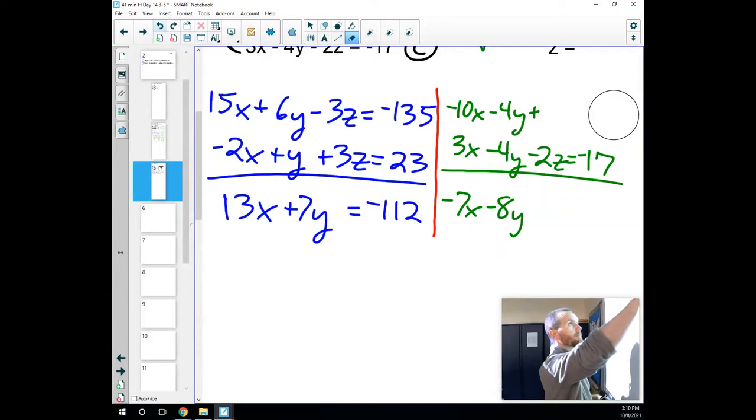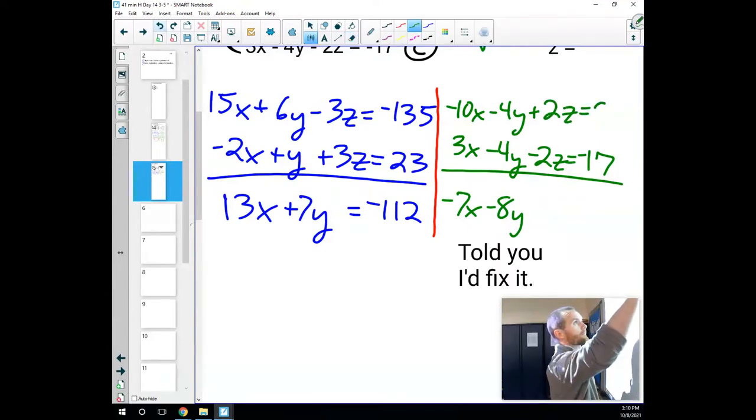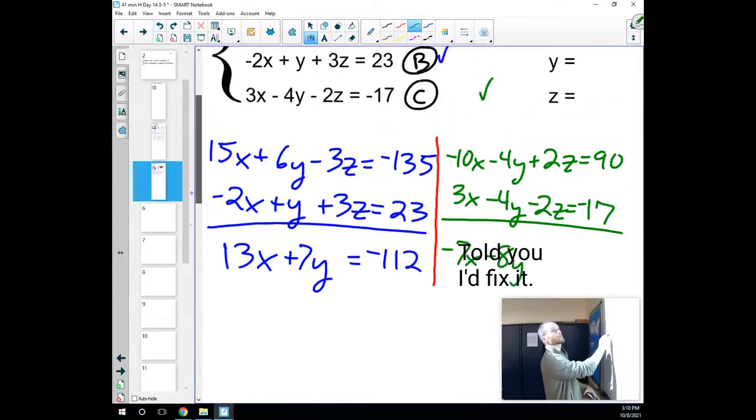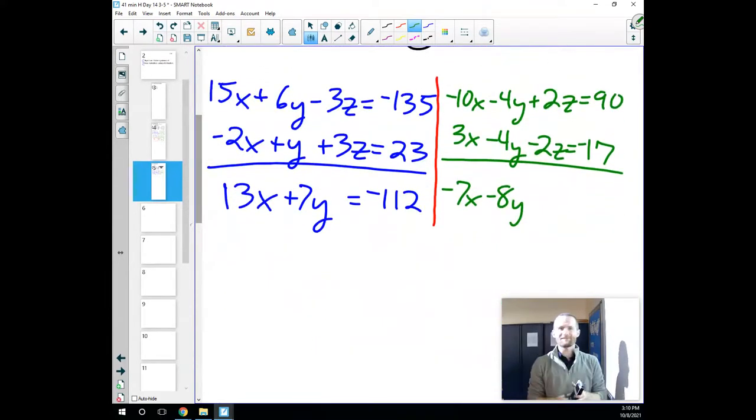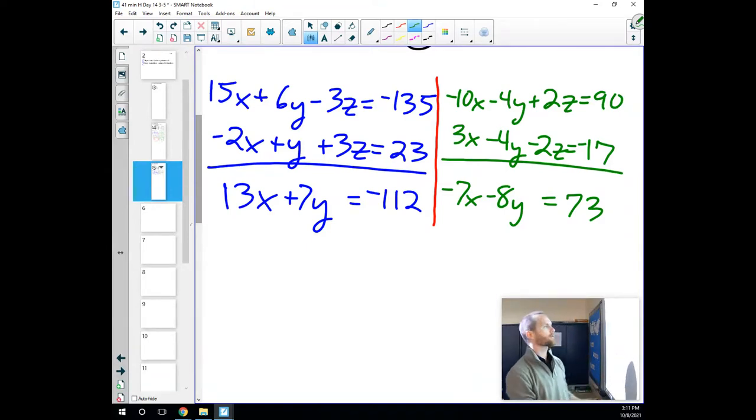Just going to have to rewrite it. Positive 2z equals 90. Is that what it was? 90? Negative 2 times negative. Yeah, very good. See, always places to make a little mistake and then everything goes haywire. So the z's cancel out, equals 90 minus 17, comes out to a 73. I'm going to double check. 90 minus 17, 73. Very good.